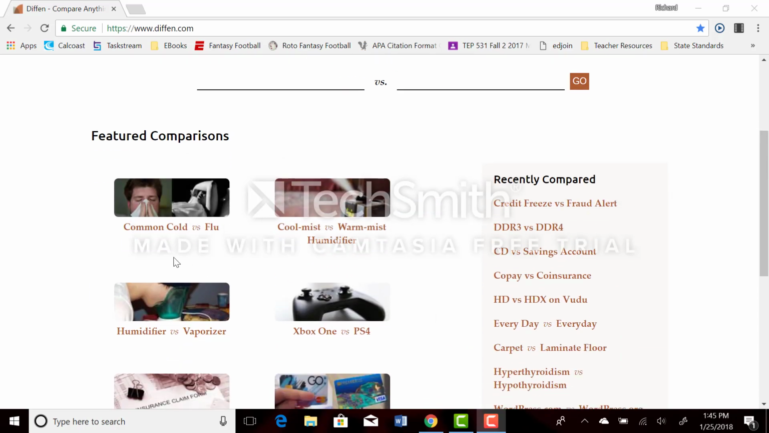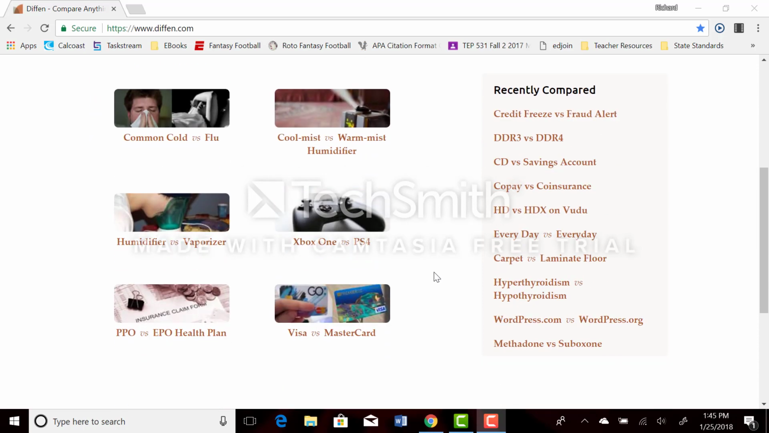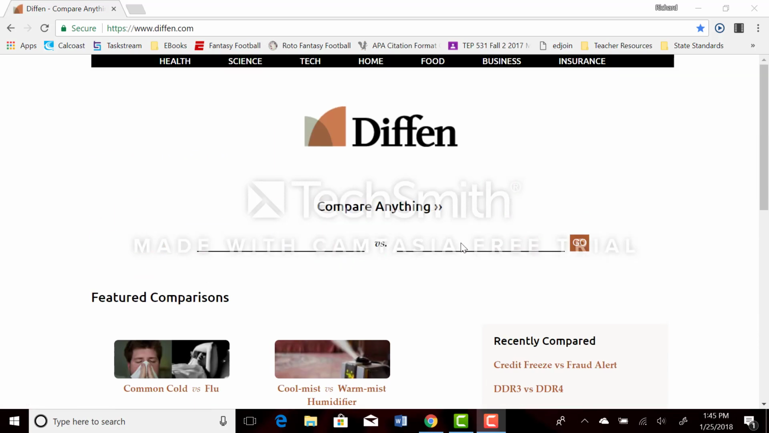As you can see right here, you can do simple things like Common Cold versus the flu, Xbox One versus PS4, Visa versus Mastercard, carpet versus laminate floor. The possibilities are endless. I saw the kids in the classroom; they were comparing anything and everything.